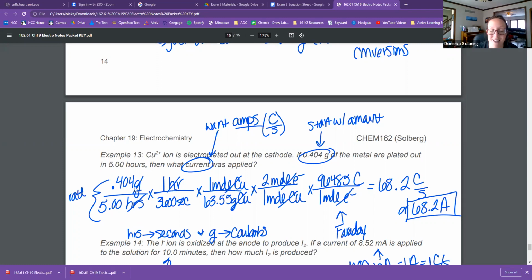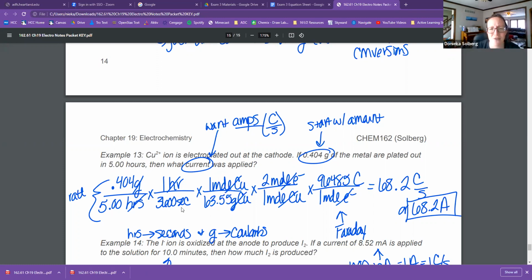Okay, so essentially I just need to convert grams and hours until I get to current. Current is amps. Amps is just coulombs per second. So essentially I need to convert the grams to coulombs somehow and the hours to seconds. Well, the hours to seconds part is easy, right? 1 hour is 3,600 seconds. Great. Okay, so now this would give me grams per second.